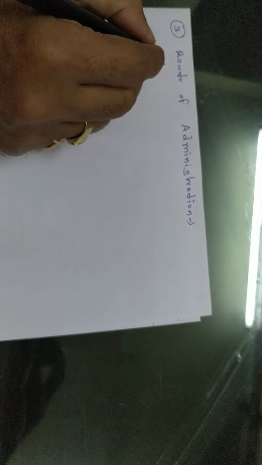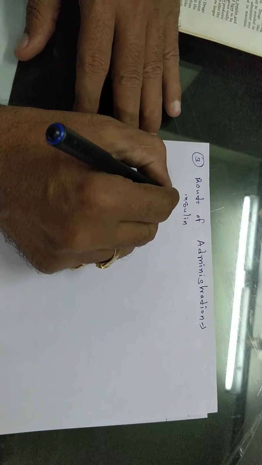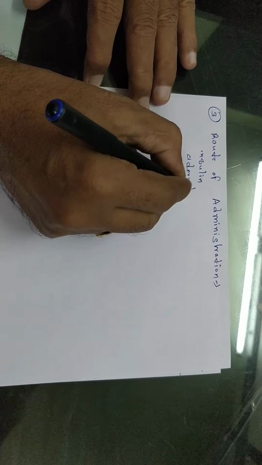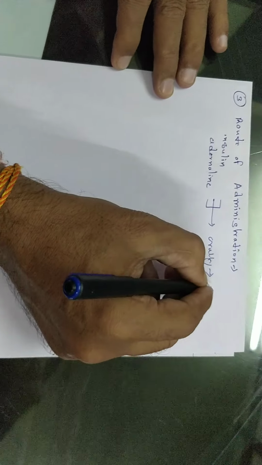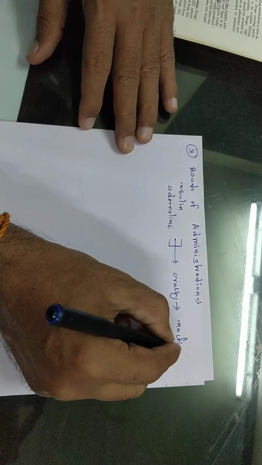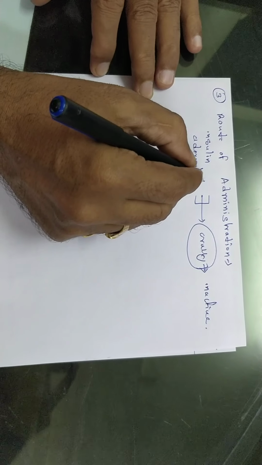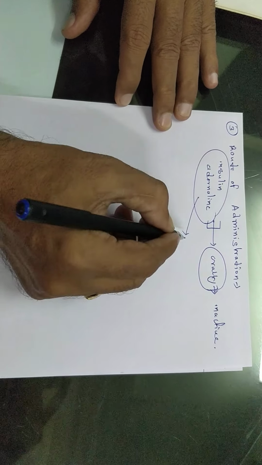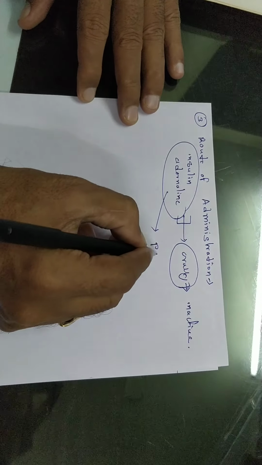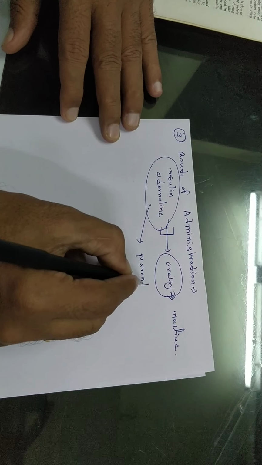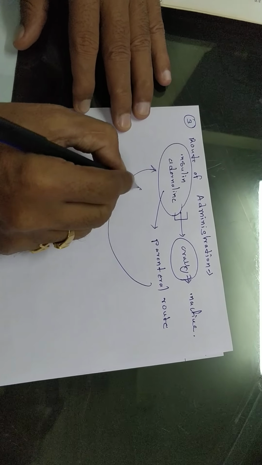Some drugs, like insulin and adrenaline, are inactive when given orally and do not produce any effect. But when these drugs are given by parenteral routes, they are active.